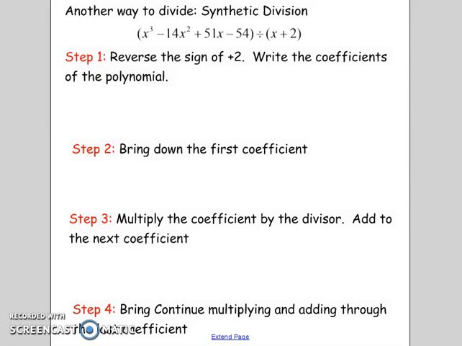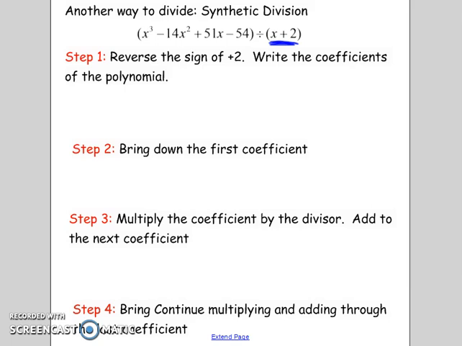Another way that we can divide is through synthetic division. Synthetic division is a shortcut kind of way to divide. You can only use synthetic division if you're dividing by a binomial that has a 1 in front of the x. So if this was 5x plus 2, you wouldn't use synthetic division. If it was x squared plus 2 or something, you wouldn't use synthetic division. If it's x plus or minus a number, you can use synthetic division.